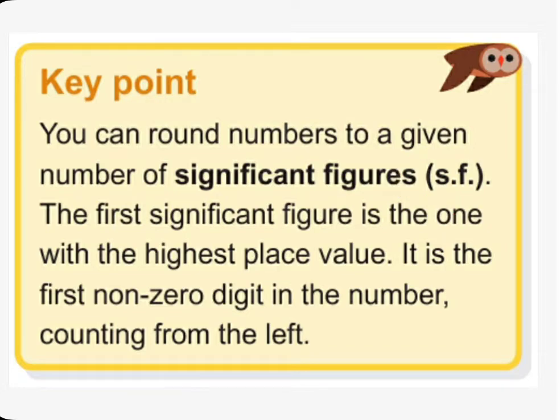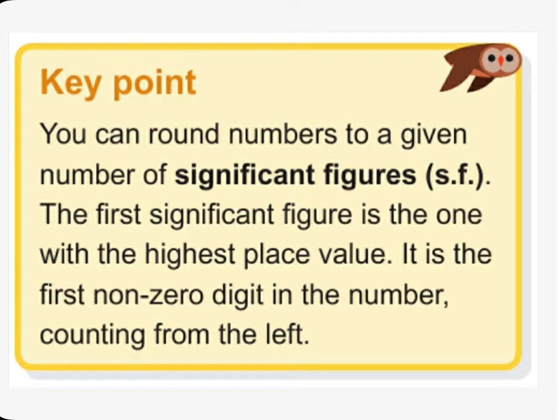The first significant figure is the one with the highest place value. It is the first non-zero digit in the number, and we count from the left. So we don't start counting with a zero. But if the zero is in the middle, we can count it.